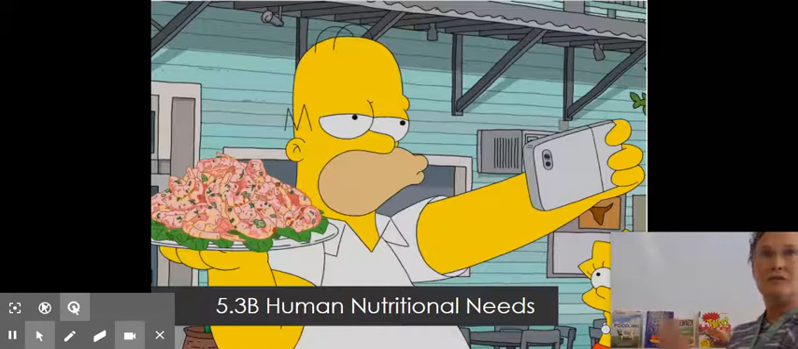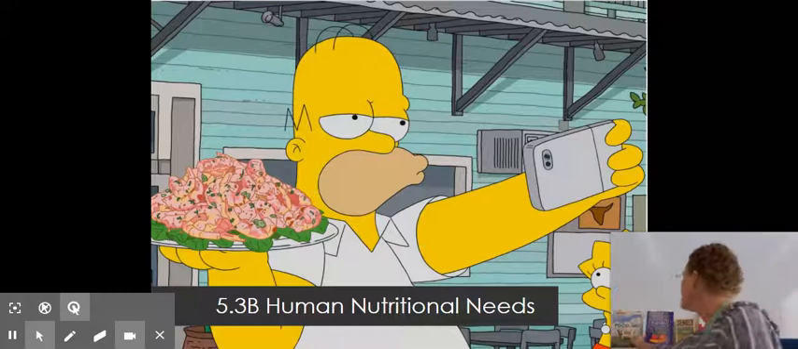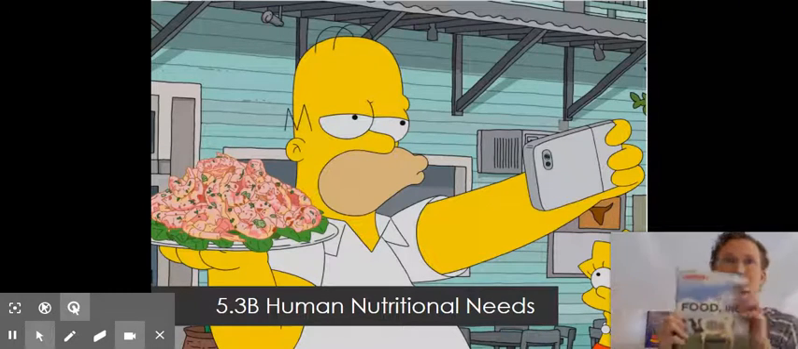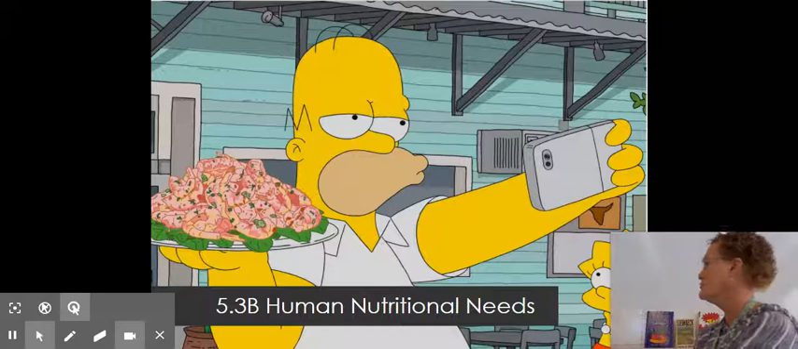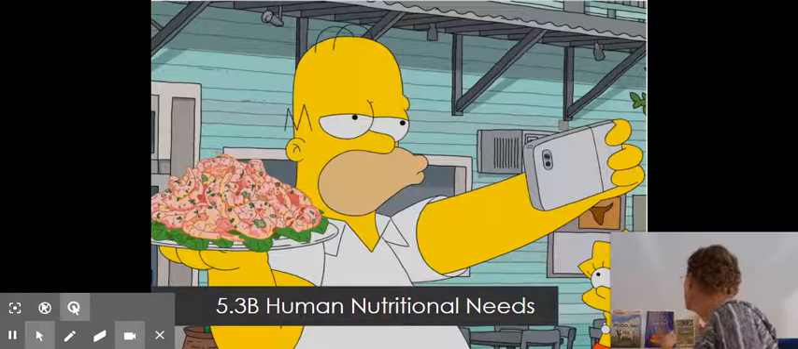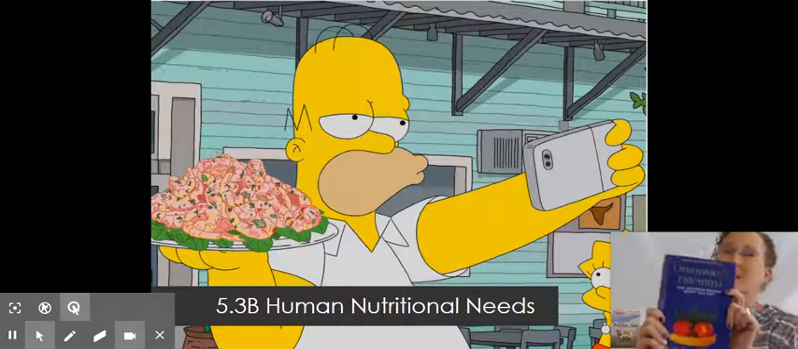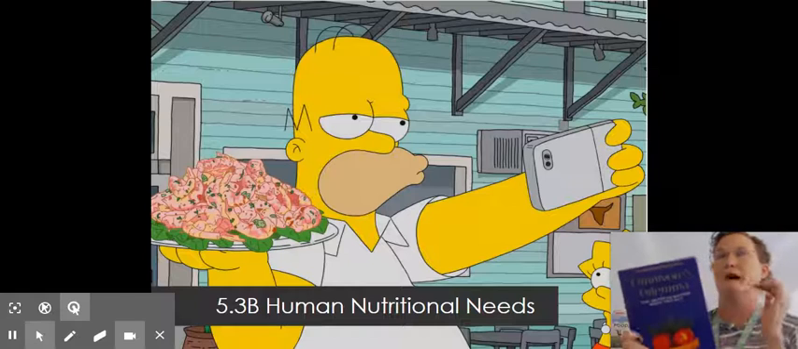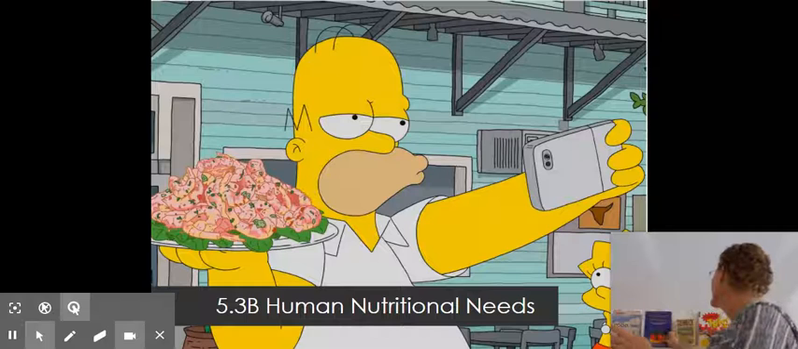I have behind me a few different books about really interesting things about human nutritional needs. This book is Food, Inc., which is really interesting about the industrial food industry. There's this book called The Omnivore's Dilemma by Michael Pollan, which is a very fascinating book about how what you eat affects the earth.